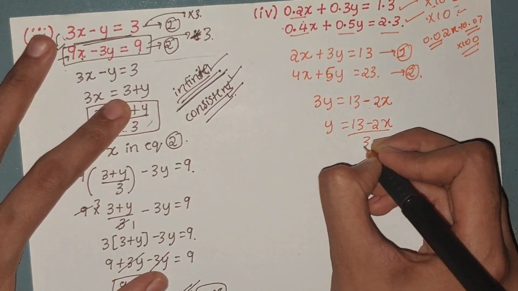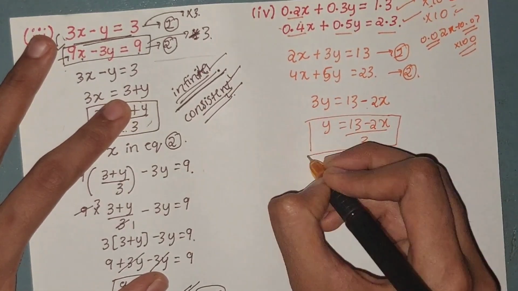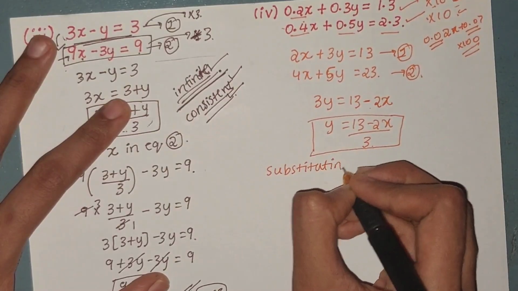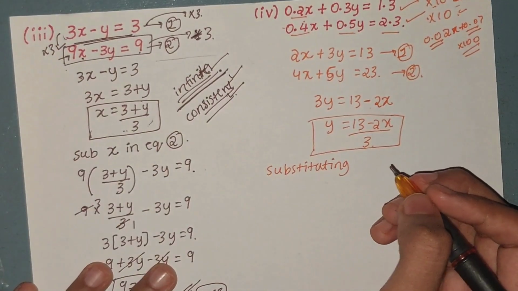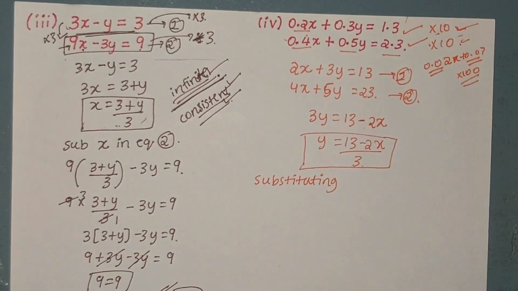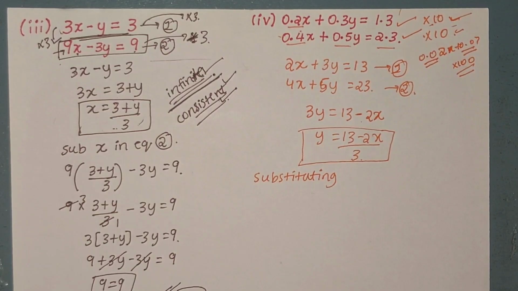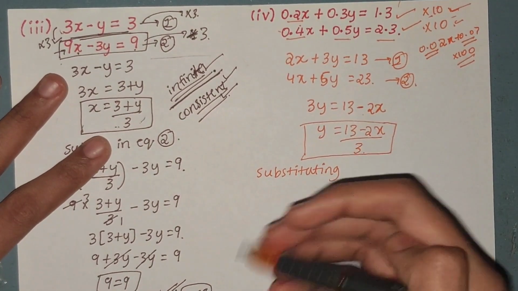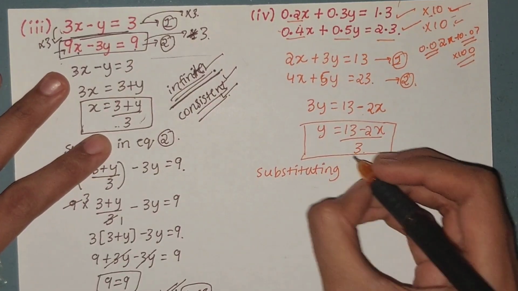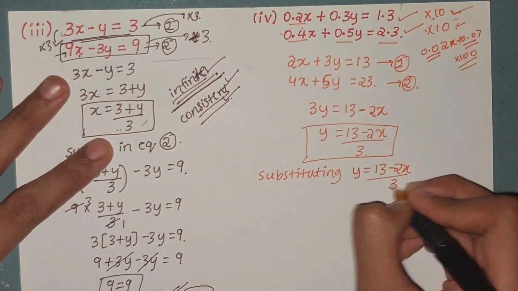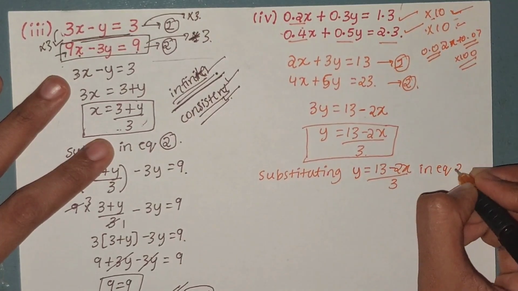y is equal to 13 minus 2x by 3. So substituting. If you write all these, it will look very good. The one who corrects your paper feels that you have clarity about the answer and you have understood the concepts well. So see that you write all these things when you are solving it in your exam. Substituting y is equal to 13 minus 2x by 3 in equation 2.